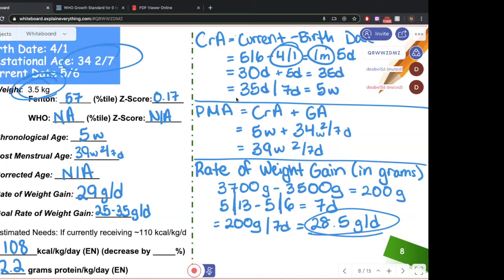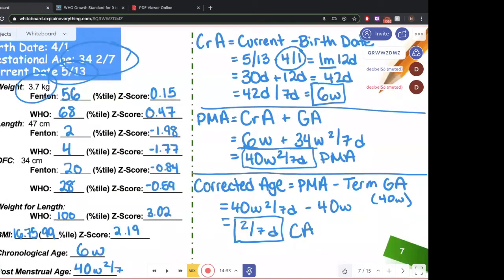He is currently receiving about 110 calories per kilogram per day. Although he may be at an adequate rate of weight gain compared to the goal rate of weight gain, if we look back at the PD Tools data, we see that he is at a weight for length in the 100th percentile with a z-score of 3.02 and a BMI in the 99th percentile with a z-score of 2.19. So although he may be growing at a goal velocity, it may be possible that we still need to decrease the intake so we can lower that growth velocity to make sure that this baby won't end up overweight.